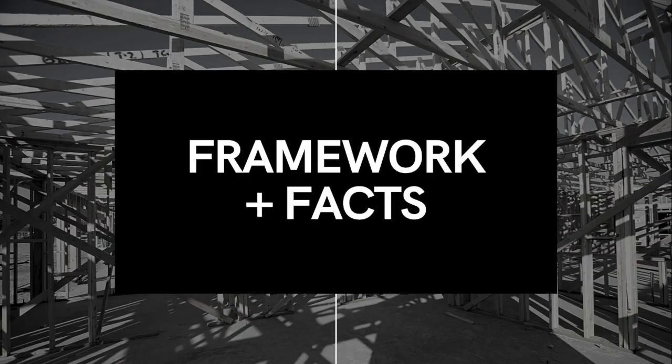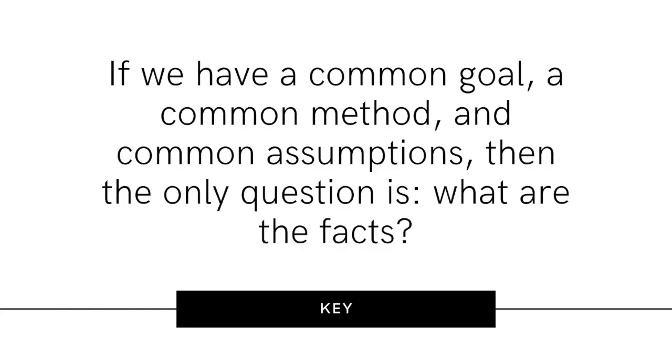Once you have a common framework with somebody, what you need to do is apply that framework by looking at the facts. The basic idea is, if we have a common goal, a common method and common assumptions, then the only question is, what are the facts? And it becomes much easier to persuade people. In some cases that can be very hard to get at, but it's a far less daunting problem than when there's a framework that is distorting how people are processing the facts.